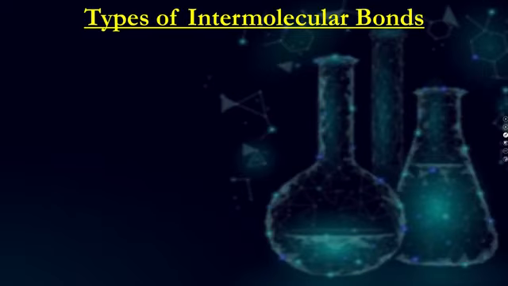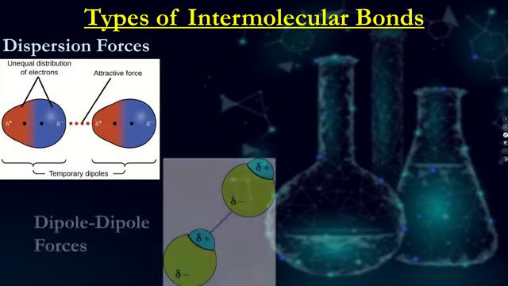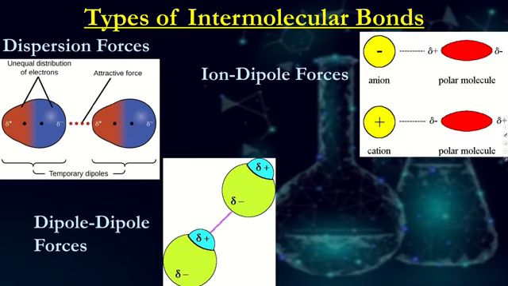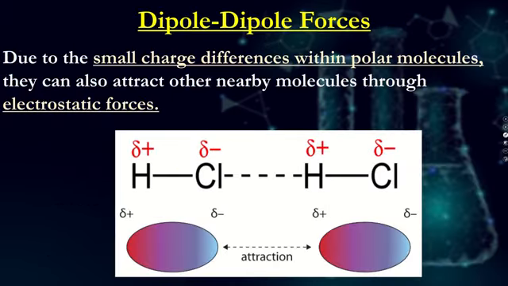Now let's have a look at the types of intermolecular bonds. We have dispersion forces, dipole forces, ion dipole forces, and hydrogen bonding. So we're going to look into these. Firstly, let's look at dipole forces. Now this goes back to what we were talking about, polar molecules.